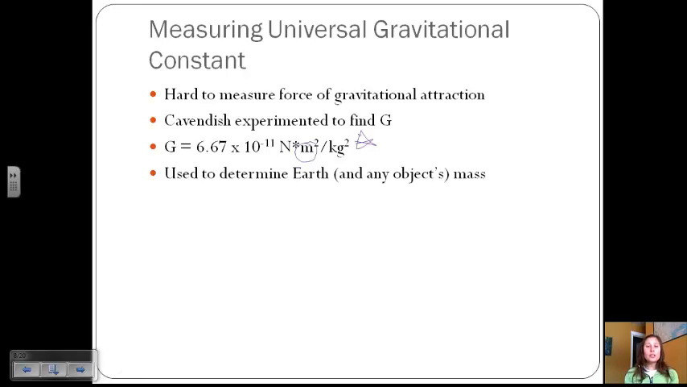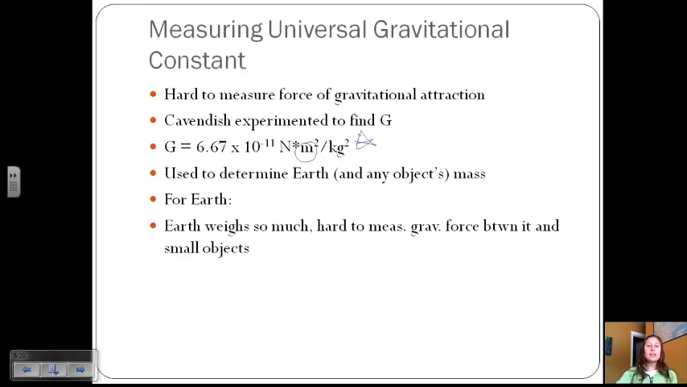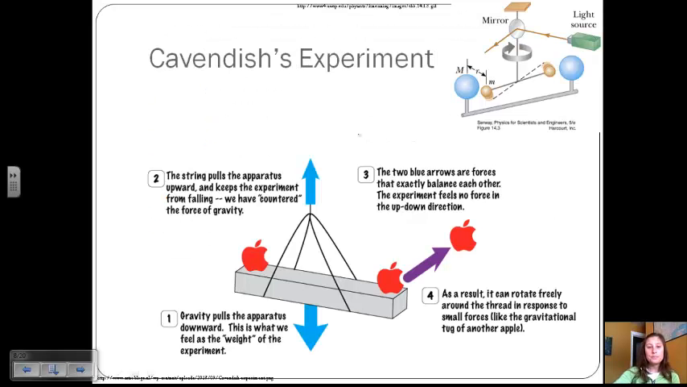We can use this to determine Earth and really any object's mass if we know this gravitational constant. And the problem with Earth, though, is that because Earth weighs so much, it's really hard to measure the gravitational force between it and really small objects. So we've talked about this before when we talked about Newton's third law. If we drop an apple, let's say, Earth is pulling on the apple, and the apple is also pushing back on Earth. But Earth doesn't spin out of orbit because the mass of that apple is so much smaller compared to the mass of Earth. And so because of that difference, it's really difficult to measure the gravitational force between them.